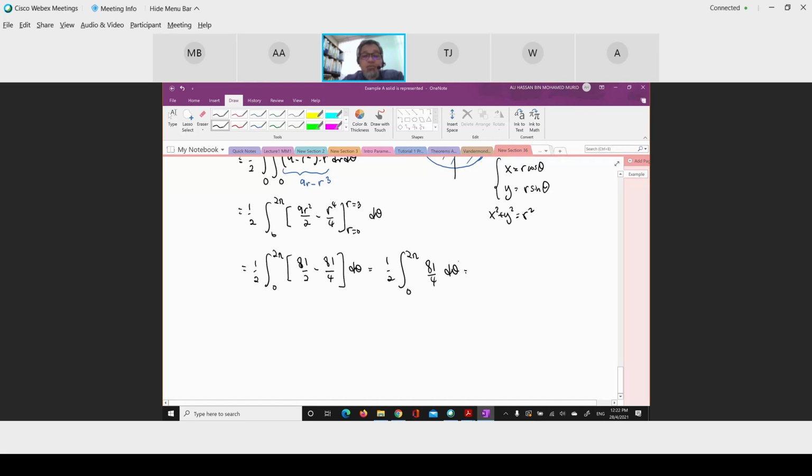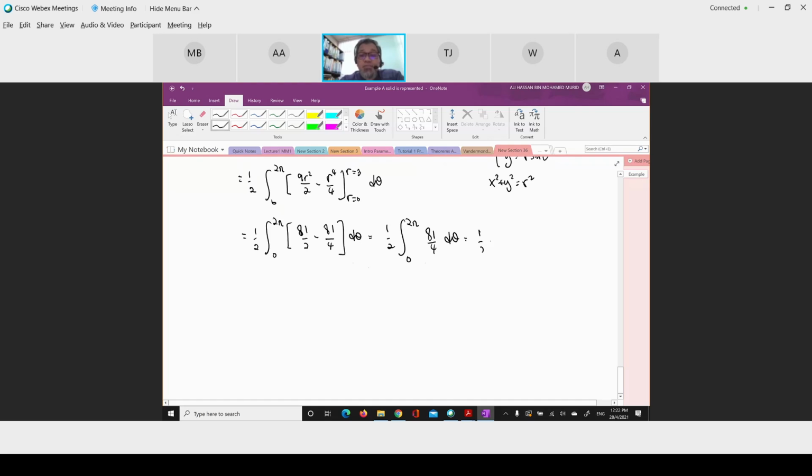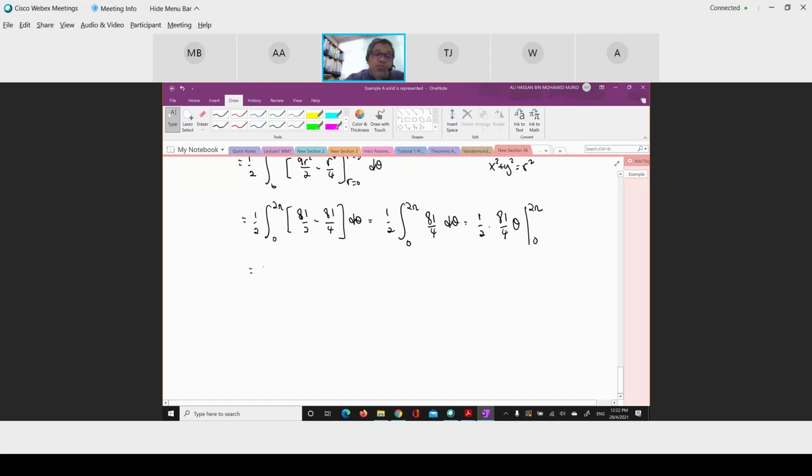So it's just a constant. Integrate that with respect to theta. This is 81 over 4 times theta, where theta is between 0 and 2 pi. So we have 81 over 4 times 2 pi. Okay, so the 2 cancels out, and we have 81 pi over 4. That's the total charge.